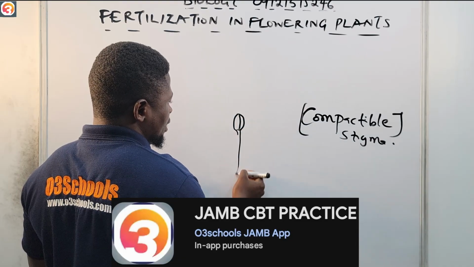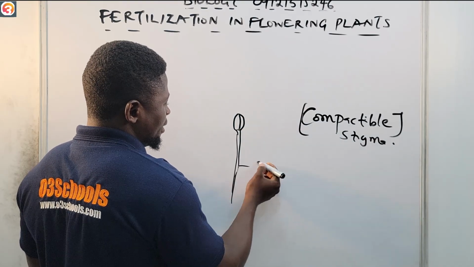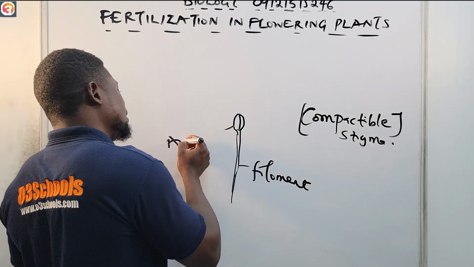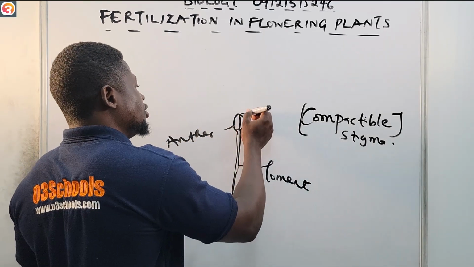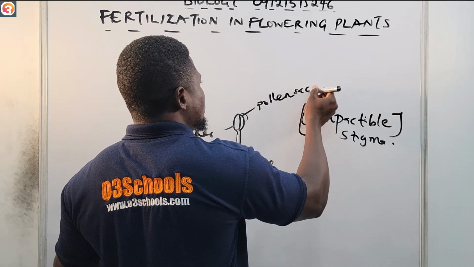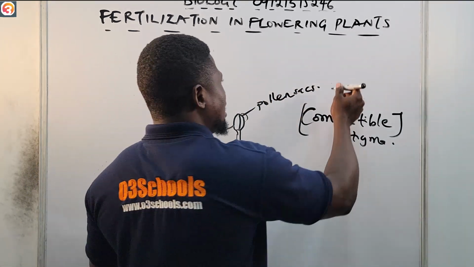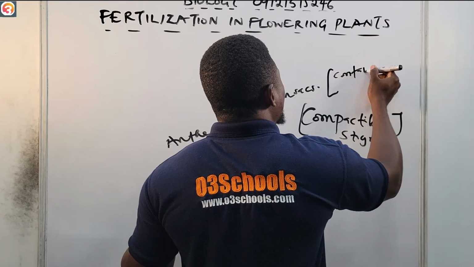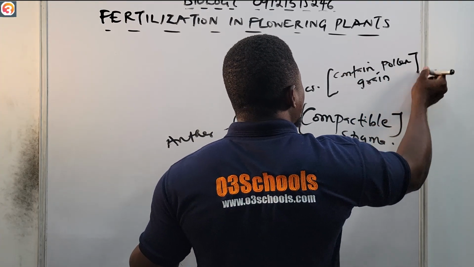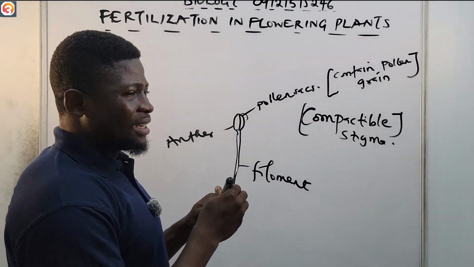Okay, then you now have something like this slender filament. This one is the filament. This one is the anther. And on this anther, you have what we call pollen sacs. These pollen sacs contain pollen grains. So that's basically it.